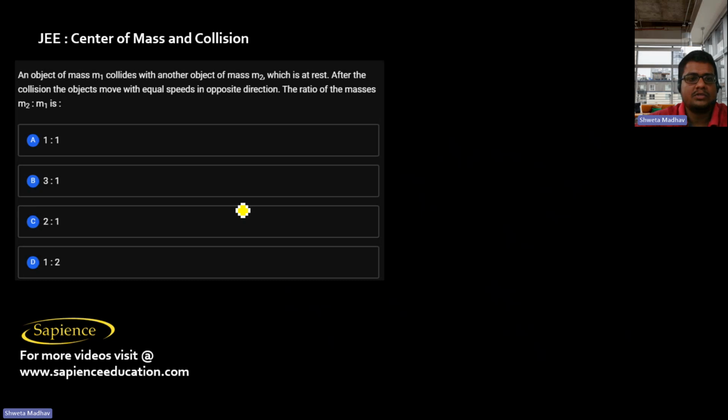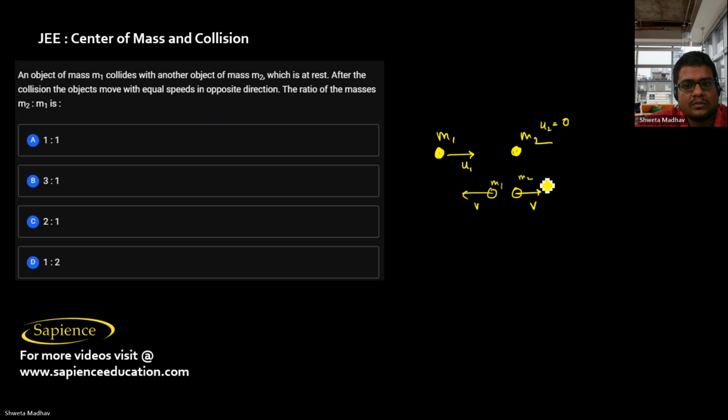So here it is told an object of mass m1 collides with another object of mass m2 which is at rest. So u2 is 0. Its initial velocity is u1. After the collision, the objects move with equal speeds in opposite directions. So after collision, they move in opposite directions with equal speeds, m1 and m2. The ratio of the masses m2 to m1 we have to find out. So after collision, this will happen.